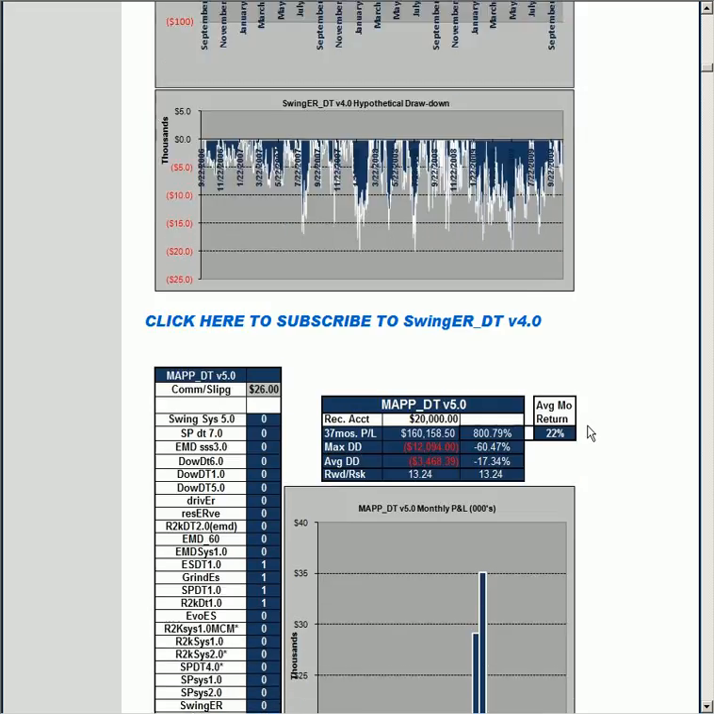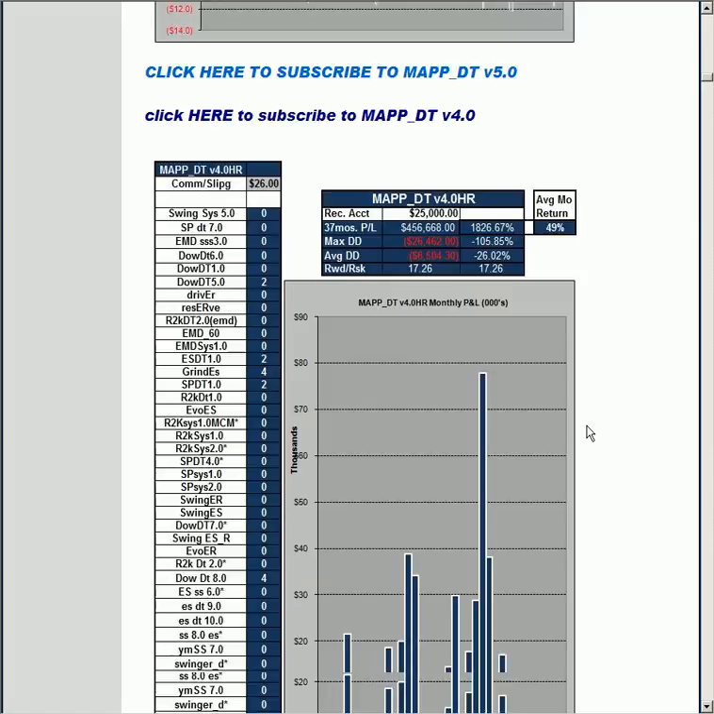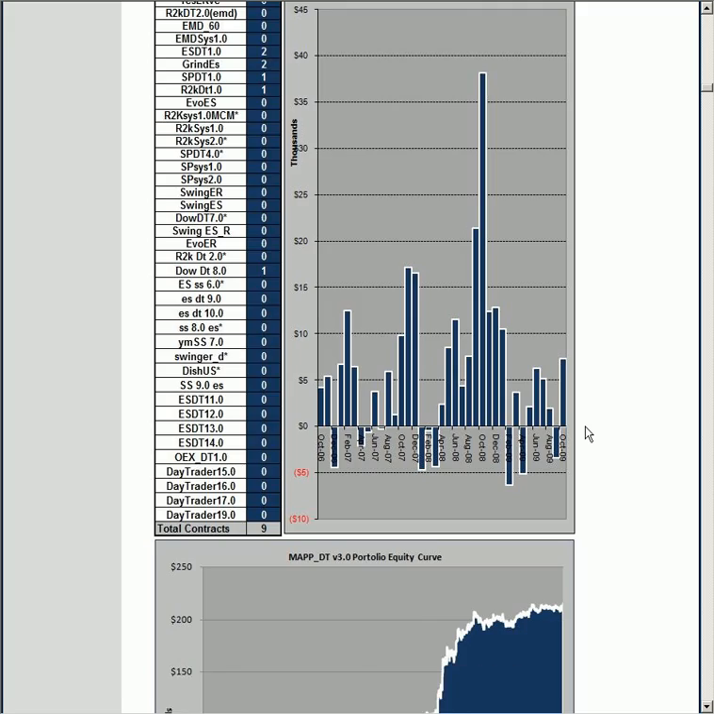And of course, you see higher lows again in the drawdown. So you can just scroll down and take a look at these portfolios. There's all of our MAPDTs.